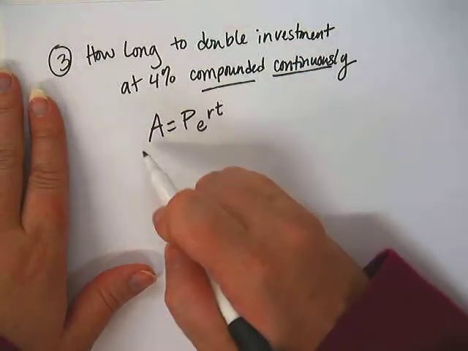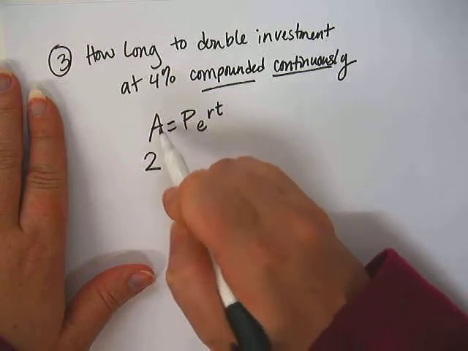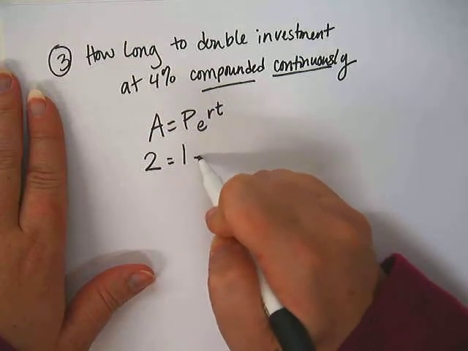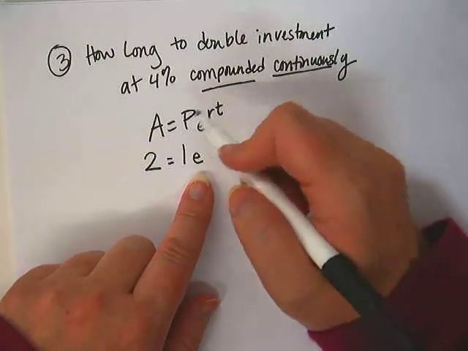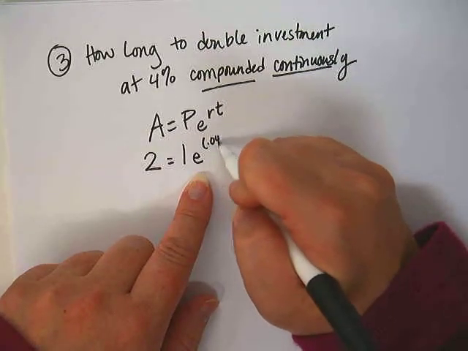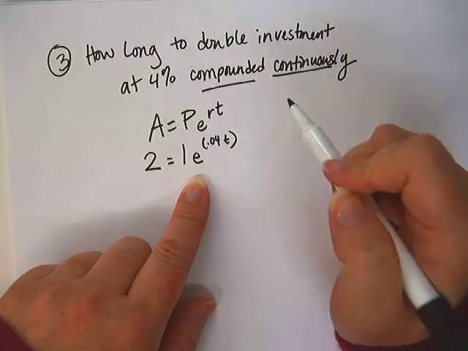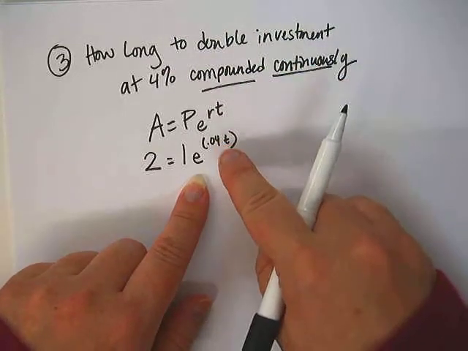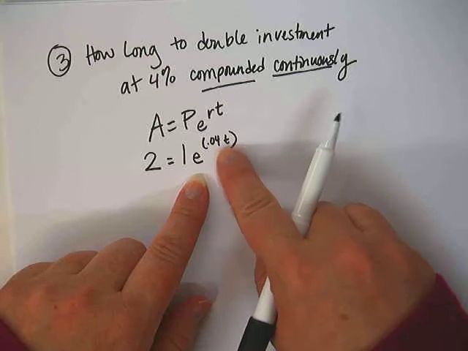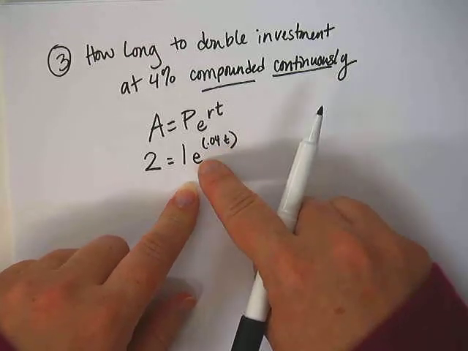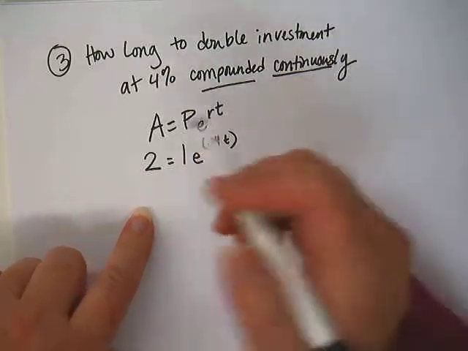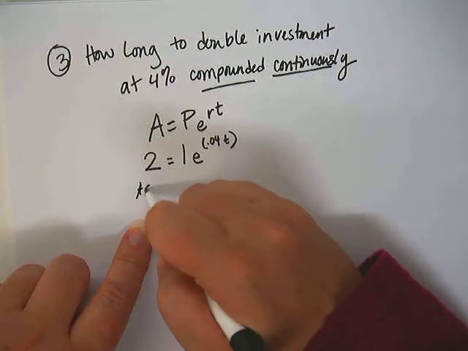Okay, so again, we're just doubling our money, so we're going to say this is 2 and this is 1, because that's by far the easiest way to do it. And then we'll have e to the 0.04 times t. Well, now we're just trying to find the value of t, but t is in the exponent. In order to find t, we have to use a logarithm on this problem.